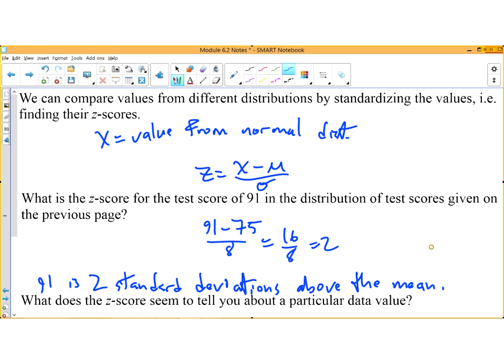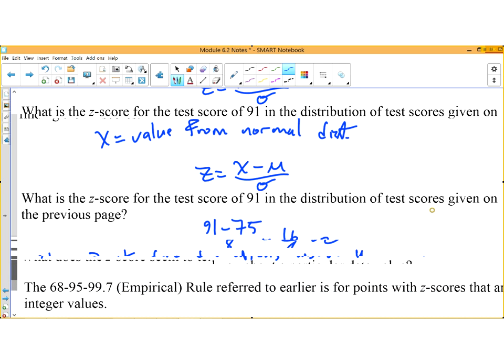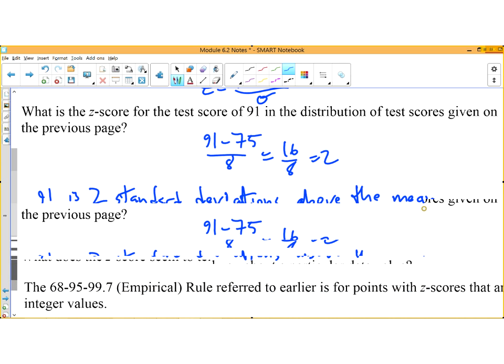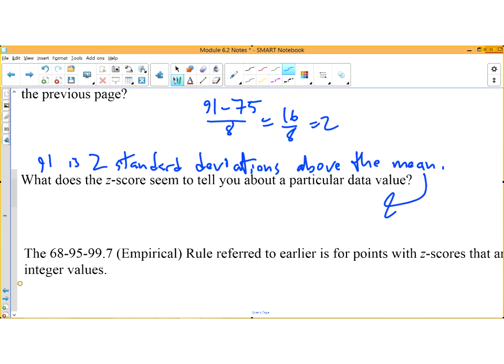If I had gotten a negative number, that would mean it was below the mean. So I guess that's actually the answer to the next question. All right, and that 68, 95, 99.7 are the empirical rule that we were talking about. That's for points with z's, as it says, that are integer values.